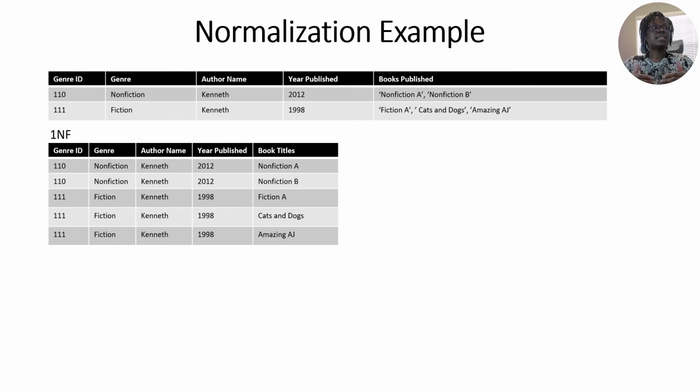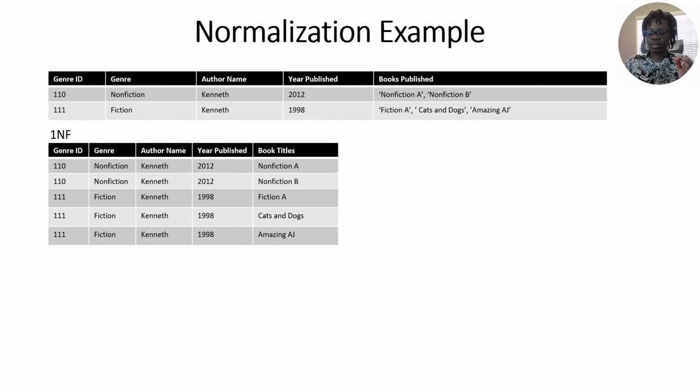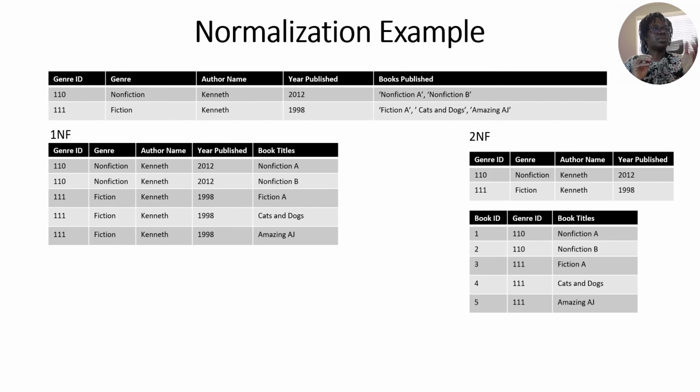However, we still see that we have a lot of duplicates of data in here. We have the author name, the year published, and the type of publication all duplicated. So we want to try to break it down further. To achieve the second normal form, we have broken down the book titles, and now we have unique records in the book title table. And for the author name and the type of publication, now we see that it's actually only 2 records. We don't have Kenneth repeated 5 times. We only have it twice. Okay, so this is second normal form.